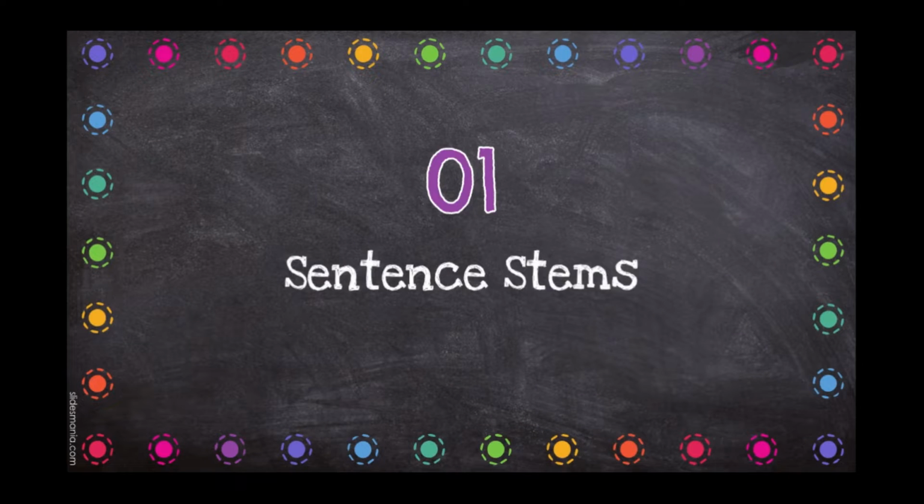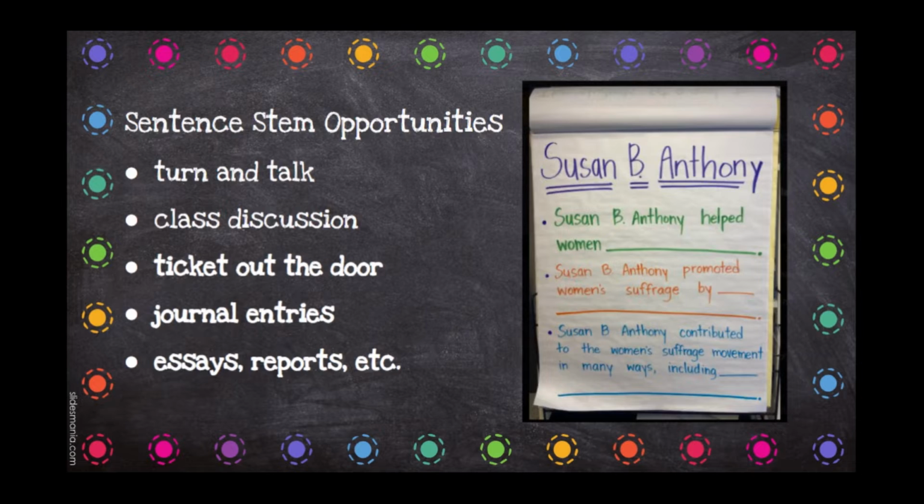Our first strategy is tried and true. Sentence stems are an easy and effective way to provide English learners with the language they need to be able to clearly communicate the content they've learned. Sentence stems can be used with any topic across the content areas, but I've chosen a social studies topic.